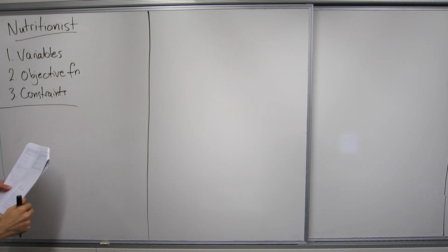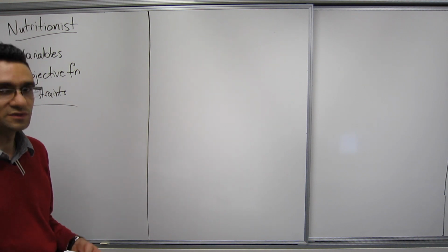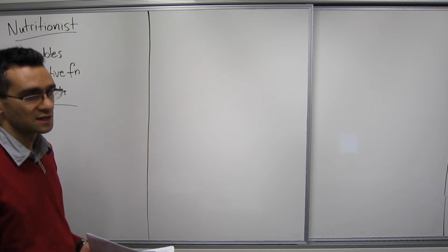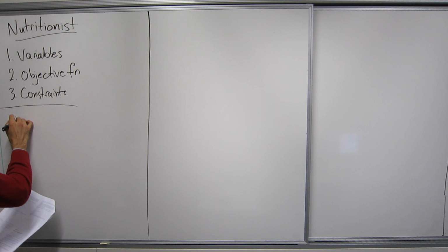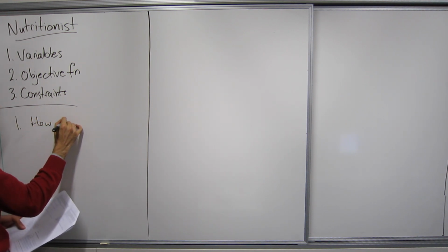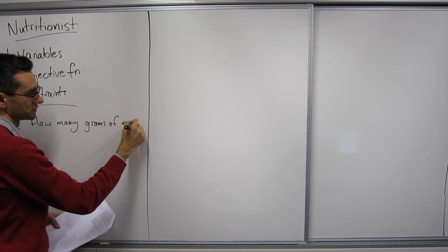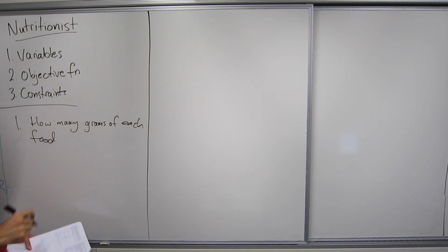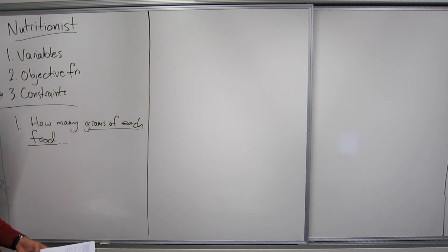if we look down to the last sentence, it's asking how many grams of each food should be used to minimize the cost of the meal. So the amount of grams of each of the foods is something that we can adjust up or down. So the variables are going to be how many grams of each food. So it's the grams of each food, which is going to be the variables.